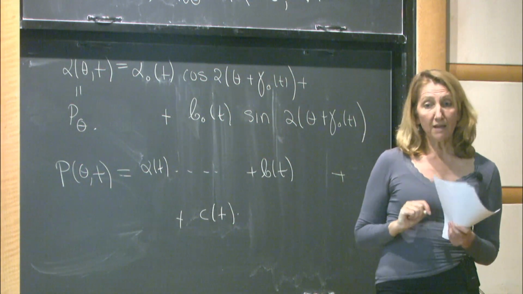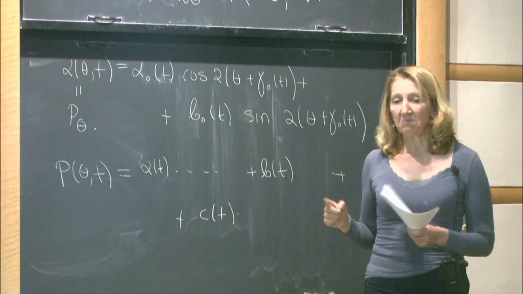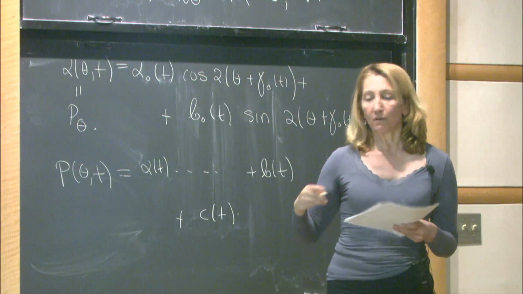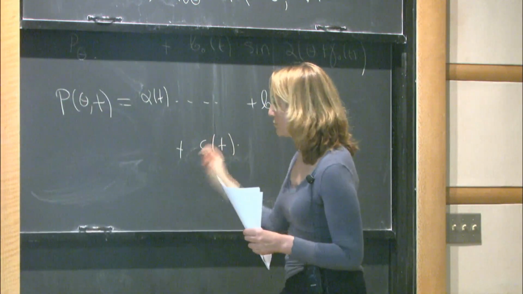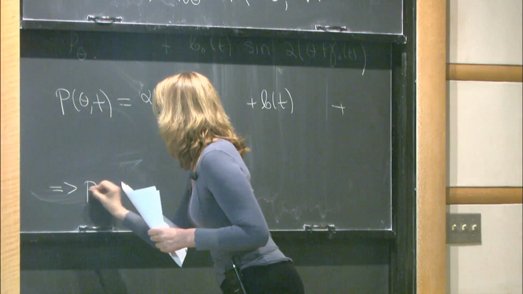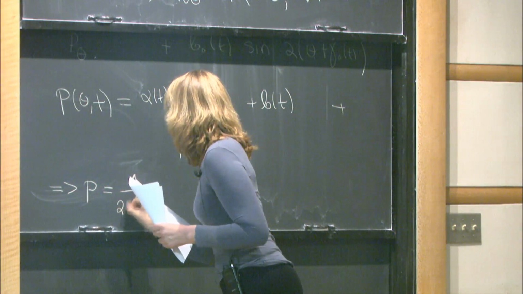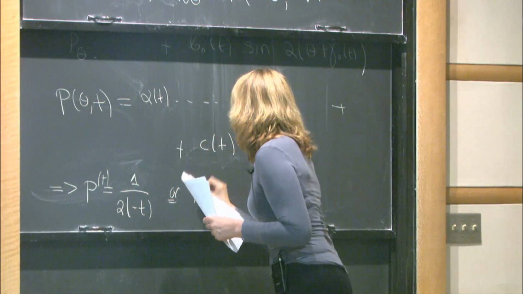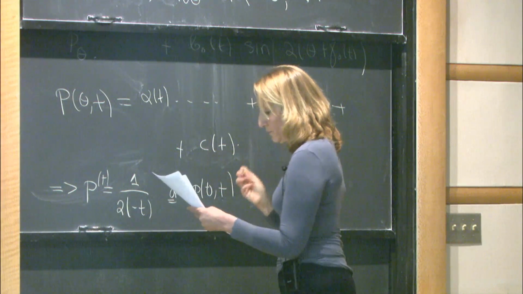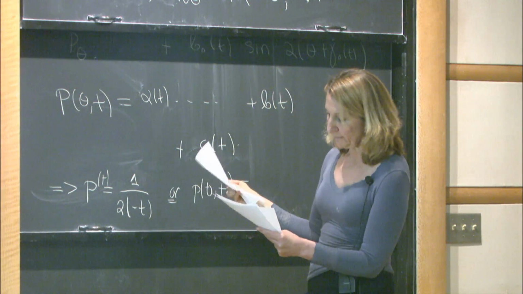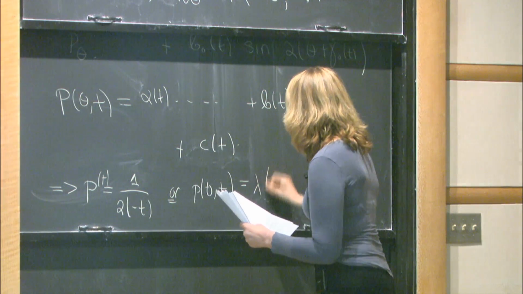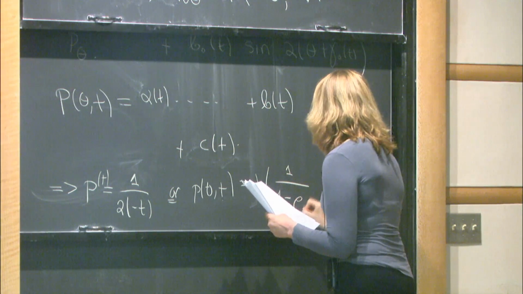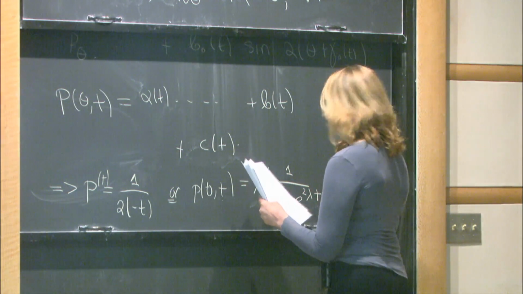Okay? Otherwise, if it's not, I just plug it back into the equation and I deduce that p is either 1 over 2 minus t, p of t, or p of theta and t is the formula that gives it. It's a straightforward calculation.